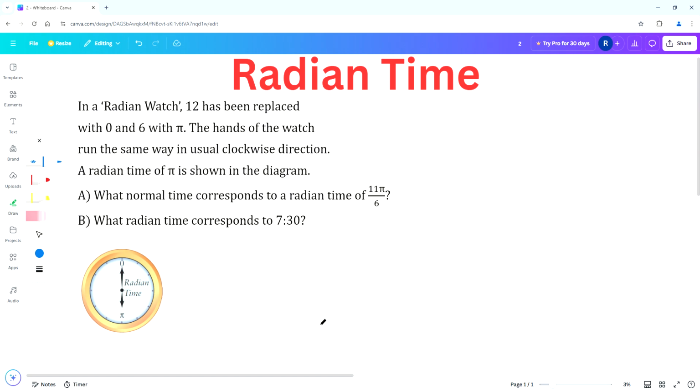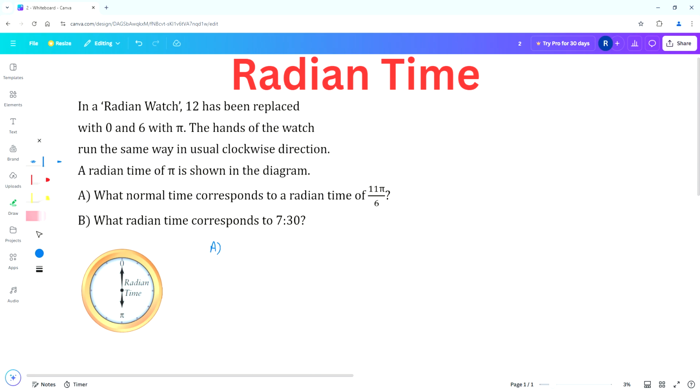In this video, we'll solve this problem using the concepts of radian angle. As per the problem, in a radian watch, 12 has been replaced with 0 and 6 with pi. The hands of the watch run the same way in the usual clockwise direction. A radian time of pi is shown in the diagram. In part A, we have to find the normal time that corresponds to a radian time of 11 pi over 6. Let's start with part A.